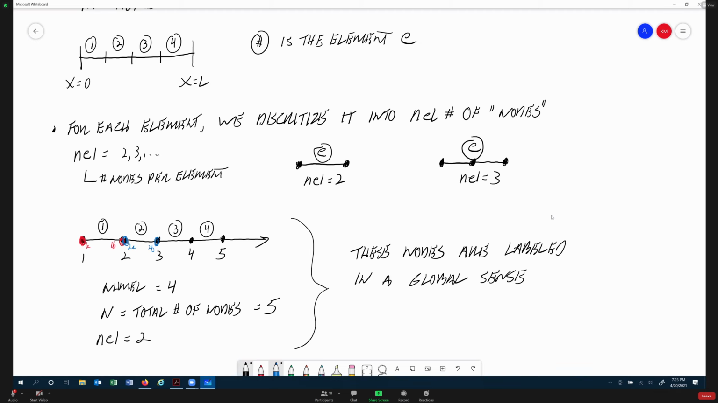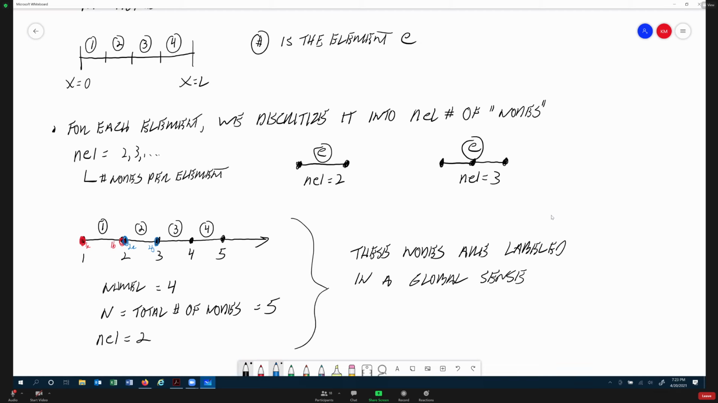Okay. Is everybody good with that? Yeah. And just to be clear, NEL is basically just denoting how many nodes there are per each element. Yes. And this kind of goes back to what we're essentially going to be doing.